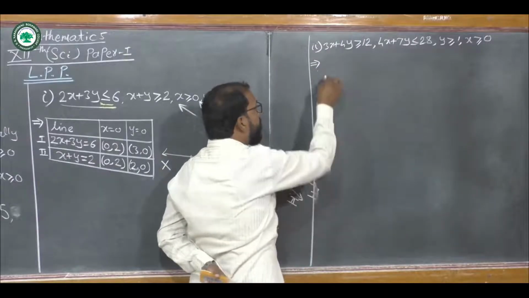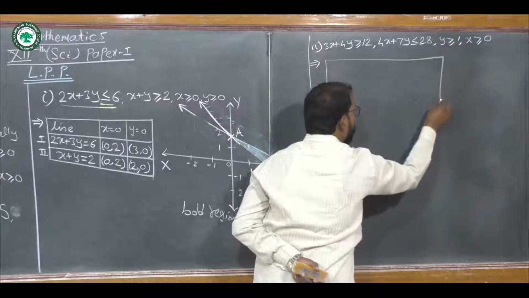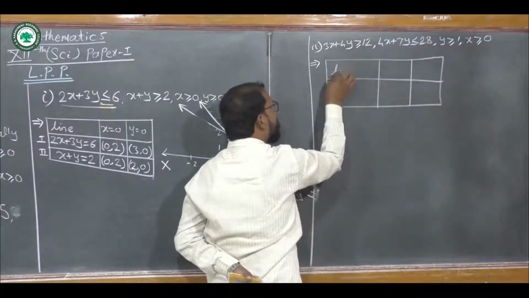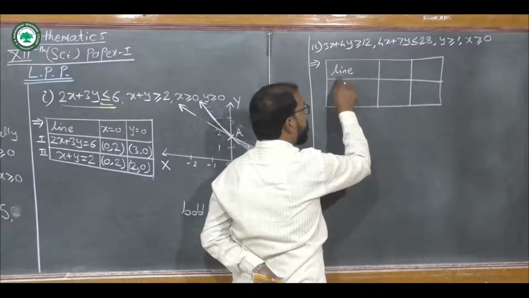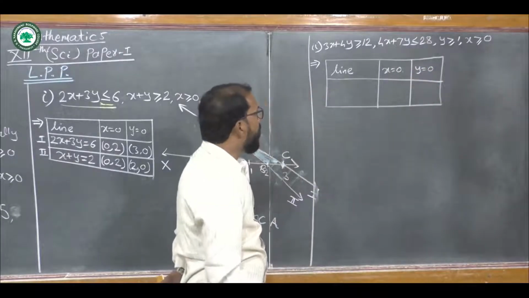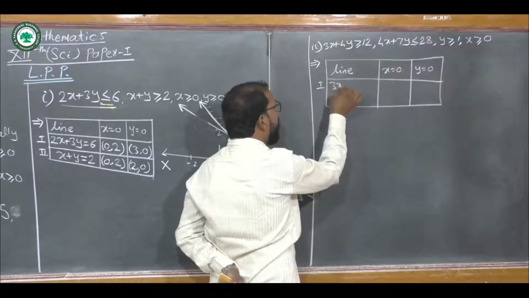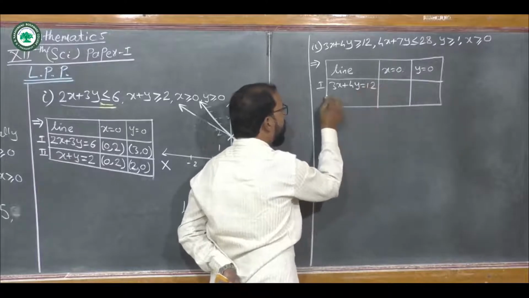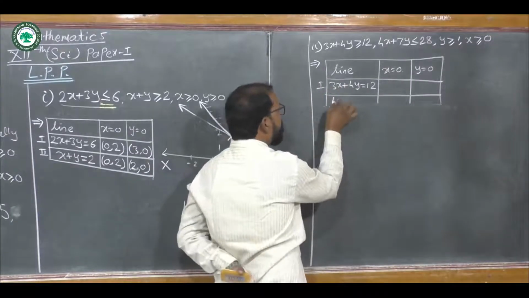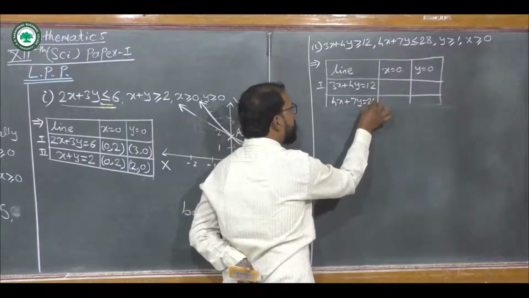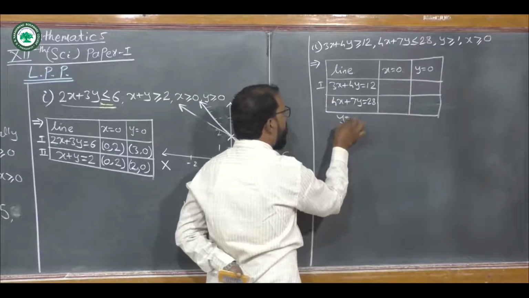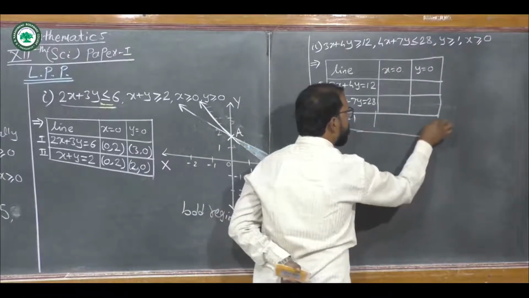Now to find the common solution, again we make a table, in which we convert these inequations into equations, that is, the equation of a line. Then we put x equals 0 and next y equals 0. Now the first line becomes 3x plus 4y equals 12. The next line is 4x plus 7y equals 28. And the last, third line is y equals 1.